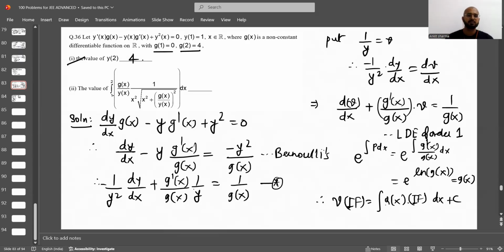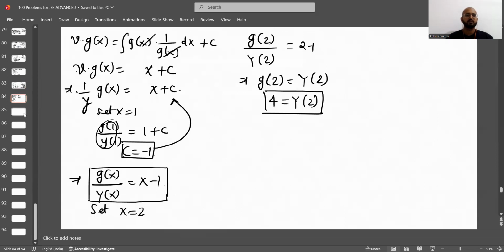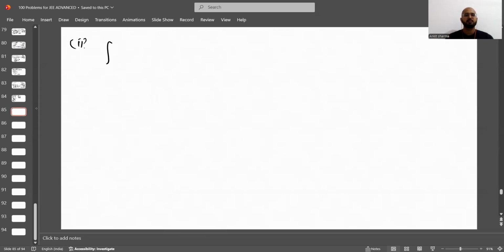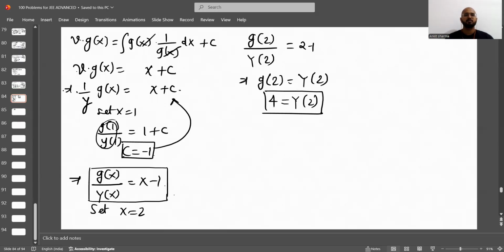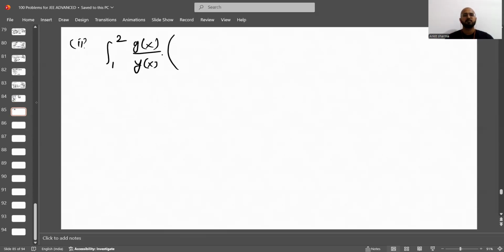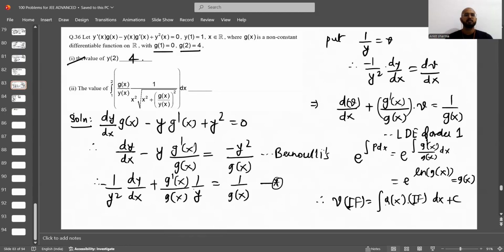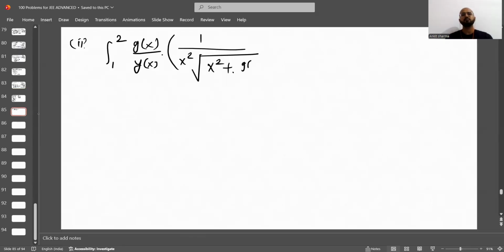Now let's go for the second one. It asks us to find the integration from 1 to 2. So for the second part, integral 1 to 2 of g of x into y of x into 1 over x squared into square root of x squared plus, again, g of x over y of x, the whole squared, and then dx.